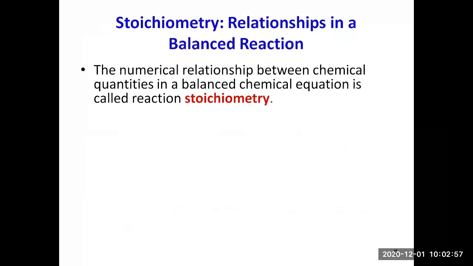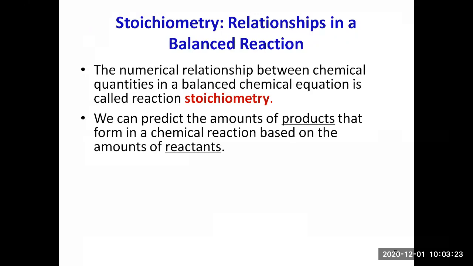The numerical relationship between chemical quantities in a balanced chemical equation is called reaction stoichiometry. This is a word that means any kind of calculation that involves the use of the coefficients of a balanced chemical equation. It will be called stoichiometry.